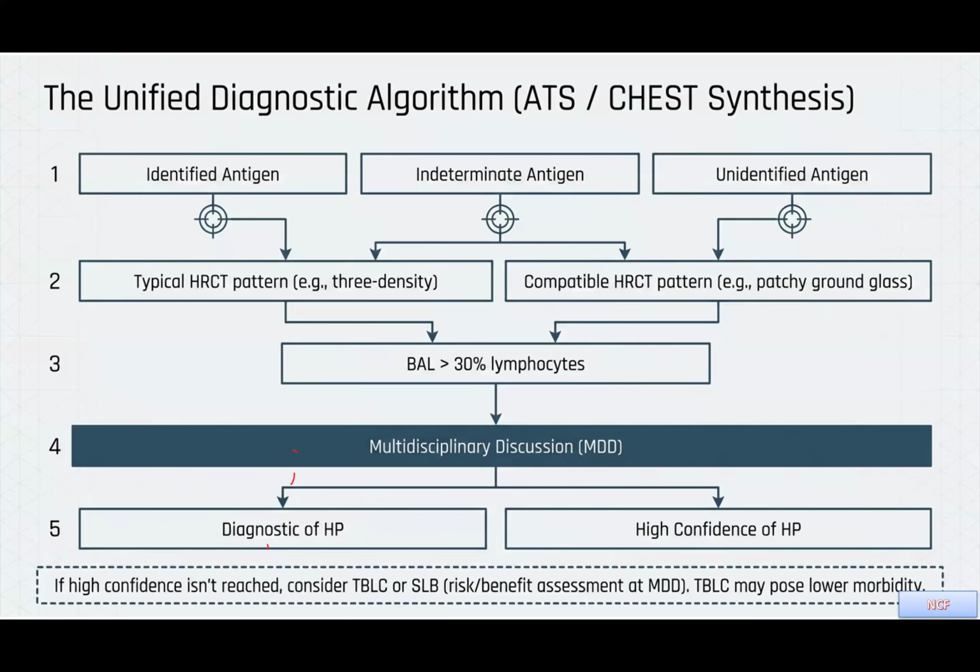So again, in the diagnostic algorithm, first identify the antigen. Either you identify the antigen, or it's indeterminate or unidentified. Again, you have to do a CT scan. If it is a typical CT pattern, the three-density sign, then you have a very high probability of HP. You can do a BAL, and more than 30% lymphocytes generally confirms the diagnosis of HP. If there's a compatible HRCT pattern and the BAL is more than 30%, then the diagnosis of HP is made. But if it is still not more than 30%, you have to do a multidisciplinary discussion and you can have high confidence afterwards.